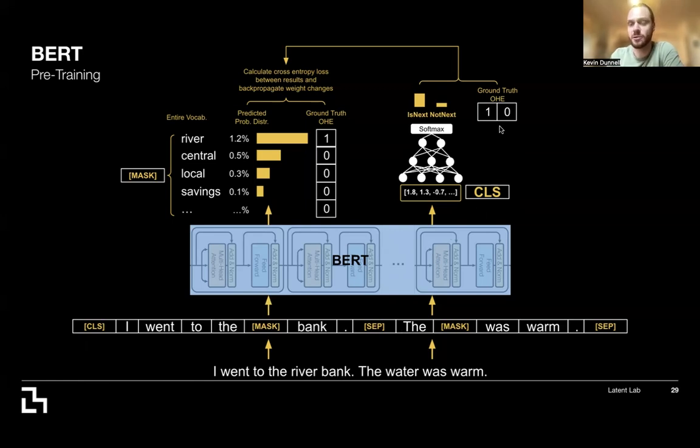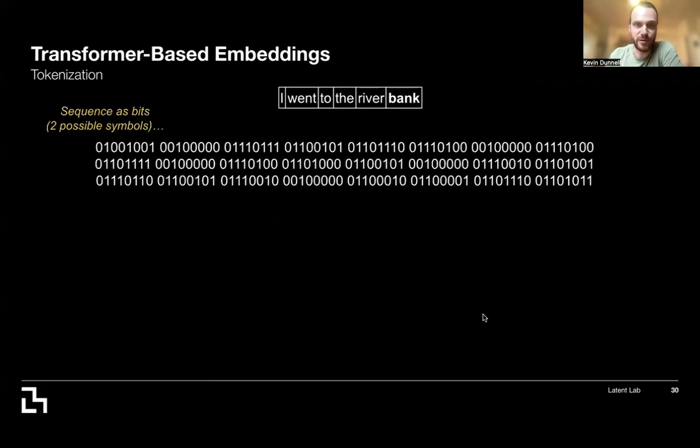And again, we have the ground truth, which is encoded as a one hot encoding. Yes, this is a next sentence. And we compare that and again, calculate the cross entropy loss between these two results and backpropagate the weight changes. And so this process is actually what forces this classification token to learn or encode all of the information in both of these two sentences, which we'll see as we go forward is extremely valuable.